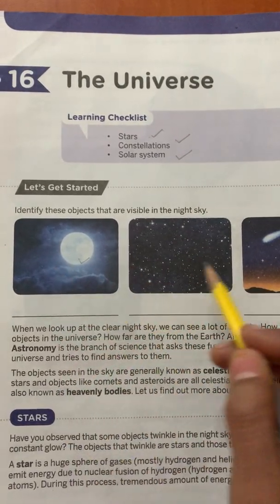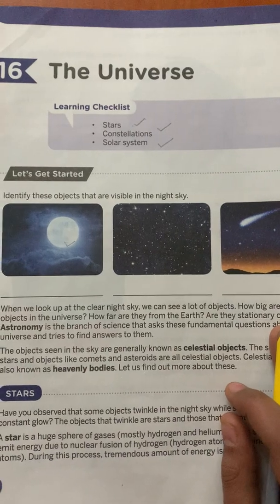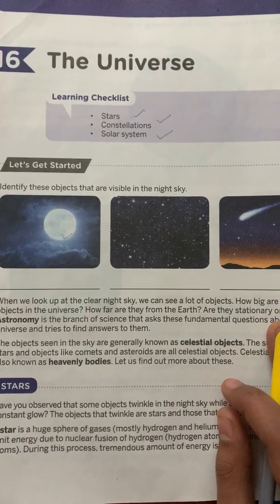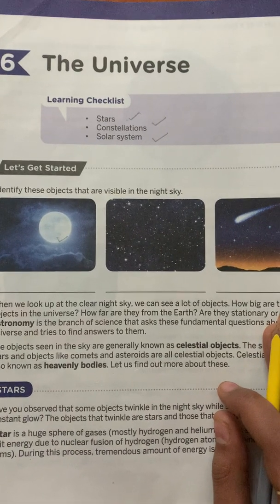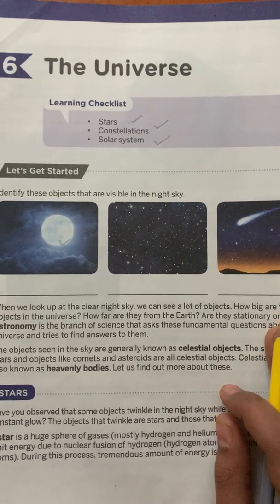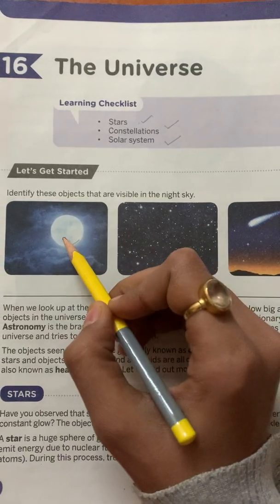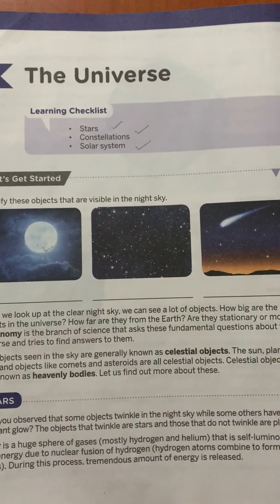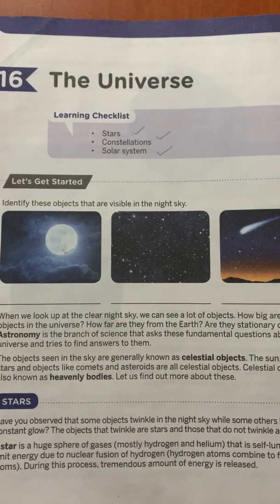So can you just identify the objects which are visible right now in the picture, and which are visible in the night sky every day? You see, this is the moon, these are stars, and this is a shooting star which might be visible on some days or the other.